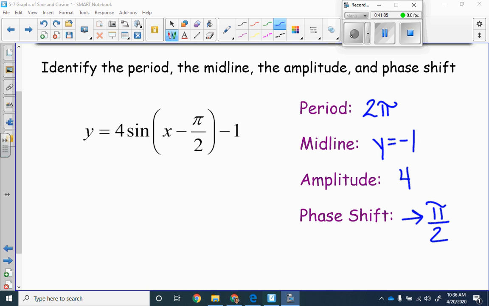So the period, you should get 2 pi. There actually is no horizontal compression or stretch in this situation, because there's a 1 out in front of that function, so you don't have to worry about that. Midline, we are shifting the function down 1 unit, so midline should be at -1. Amplitude is going to be 4. There is a vertical stretch, and there is a phase shift in this example of pi over 2, which would be going to the right.